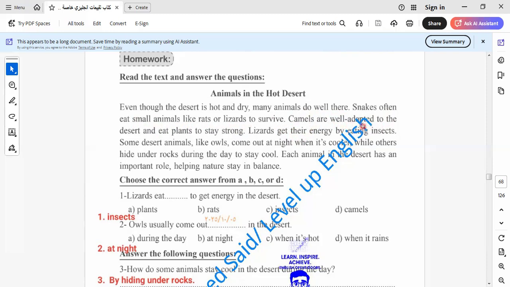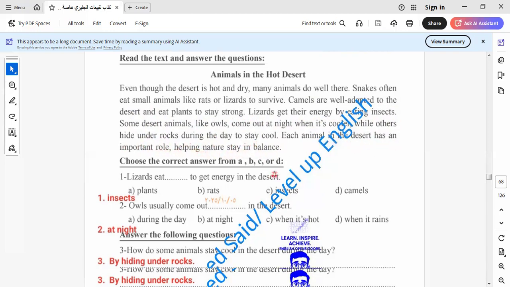I think all of us know the adaptation. The adaptation we took in science, I think last year. Okay, grade 4, we took this adaptation and know how the animals adapt in different habitats. Camels are well adapted to the desert and eat plants to stay strong. Reptiles get their energy by eating insects. Some desert animals like owls come out at night when it's cooler, while others hide under rocks during the day to stay cool. Each animal in the desert has an important role helping nature to stay in balance.